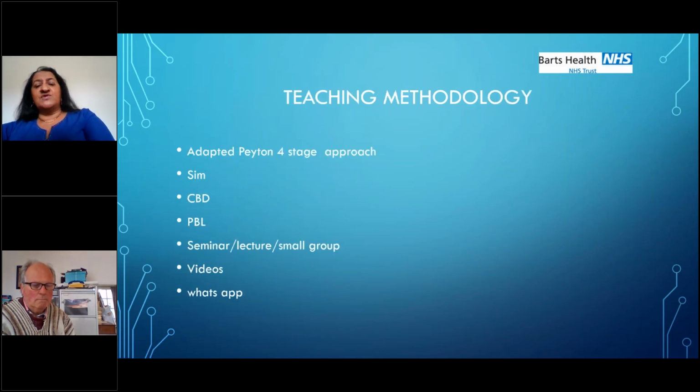As we go through the talk, how we implemented the protocols, we essentially adapted the patent 4 stage. Time was quite a significant factor, and therefore it was often a 2-stage, but we involved a lot of sim and role play. We did use case-based discussions and problem-based learning. And at the bottom, you can see I've added WhatsApp.